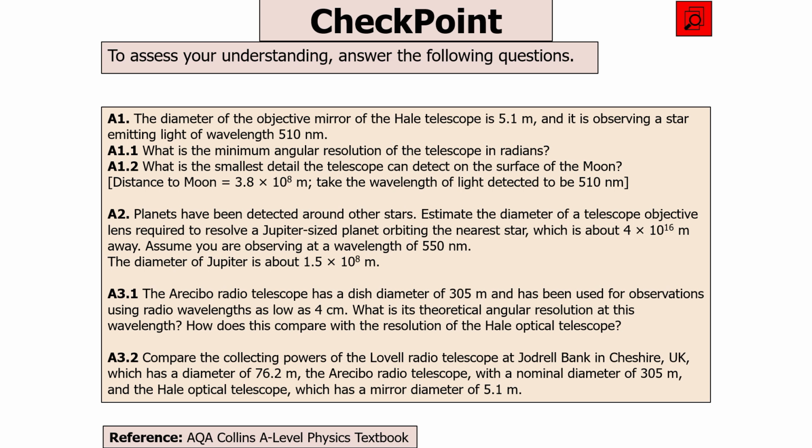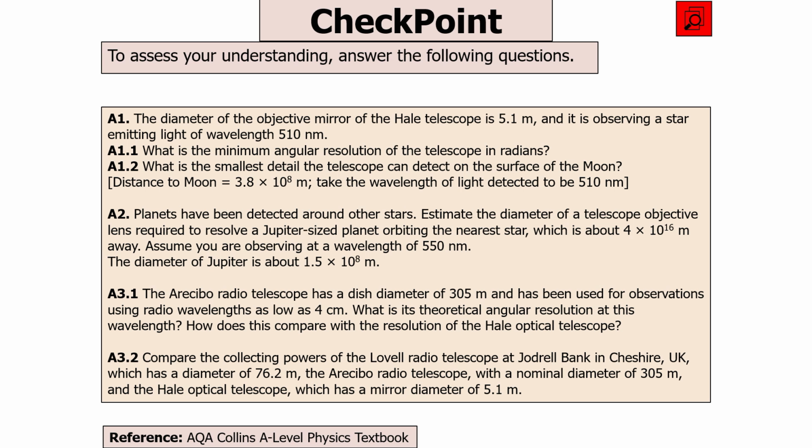Then the Arecibo radio telescope has a dish diameter of 305 meters and has been used for observations using radio wavelengths as low as 4 centimeters. What is the theoretical angular resolution at this wavelength? How does this compare with the resolution of the Hale optical telescope?